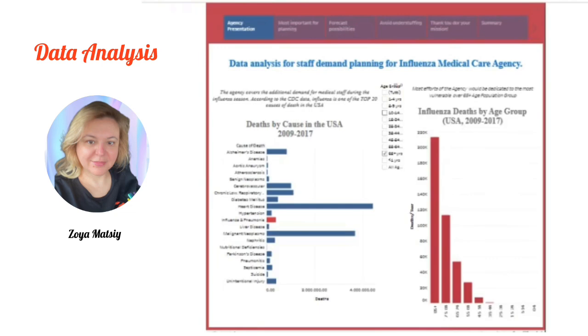We need to plan carefully for the next year, and as the influenza season is coming, I would like to share with you some important insights I derived from the data. I have analyzed the data of influenza deaths in the period 2009-2017. This is CDC open source data, the population data for the whole country, data of the US Census Bureau, and some other data from official open sources.